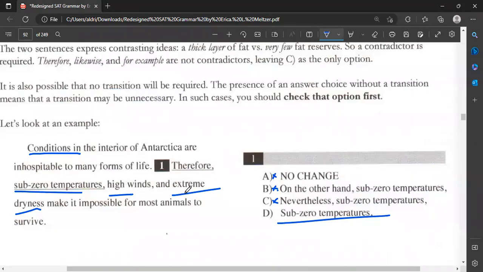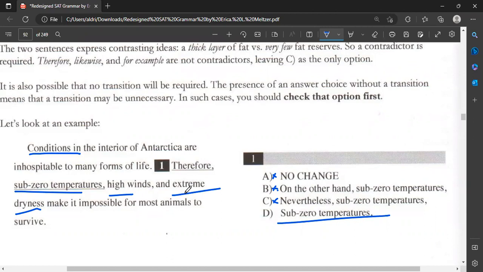Okay, let me just go over that again. So conditions in the interior of Antarctica are inhospitable to many forms of life. Okay, which conditions? Sub-zero temperatures, high winds, extreme dryness. Okay, so these conditions make it impossible for most animals to survive. So our answer is D.